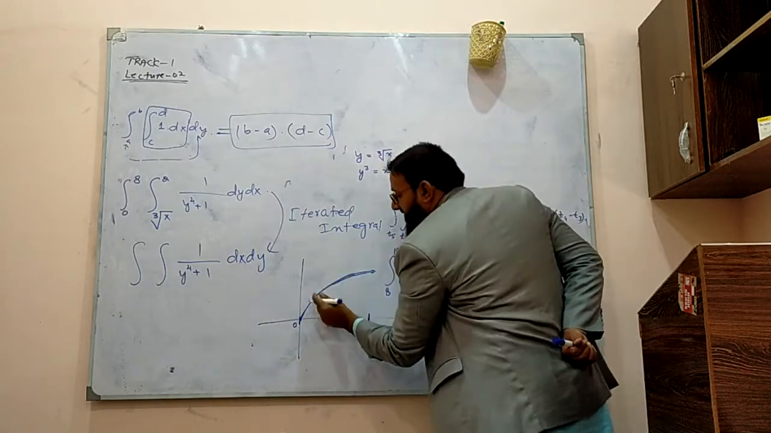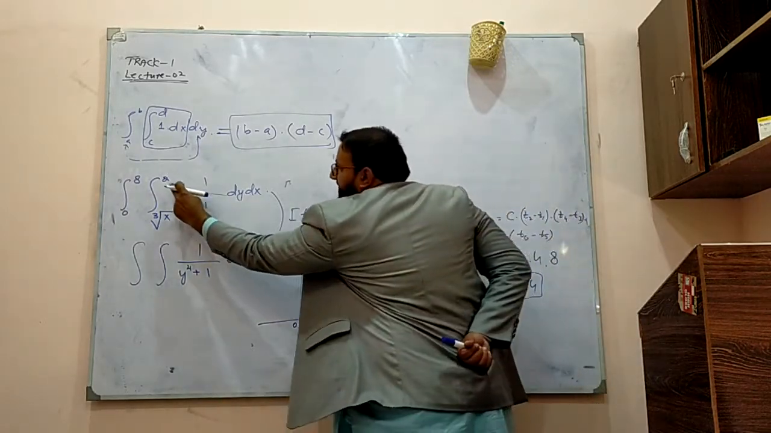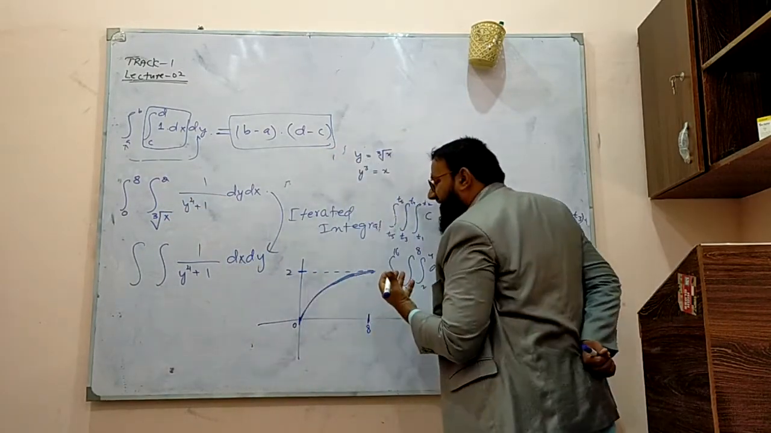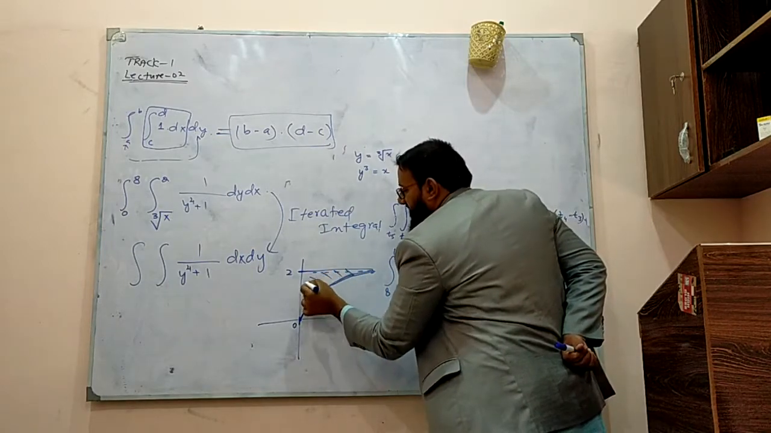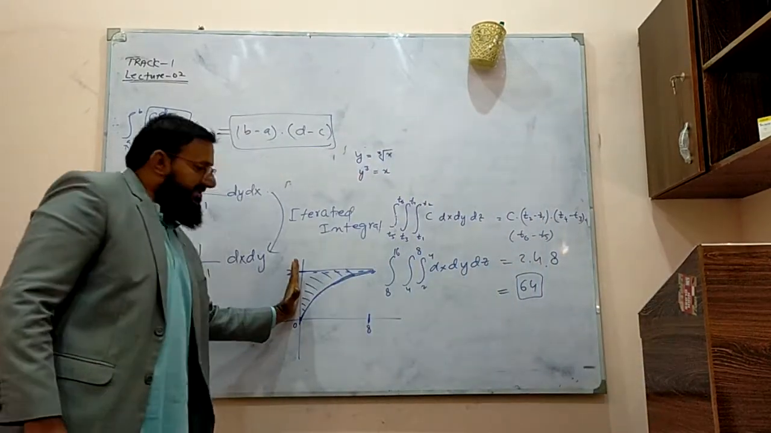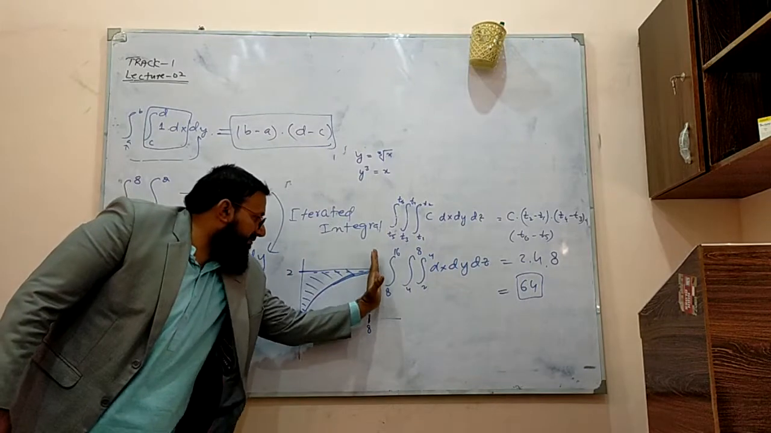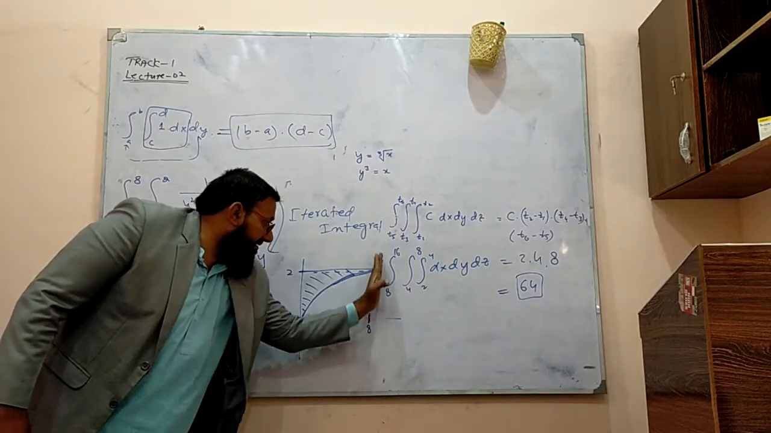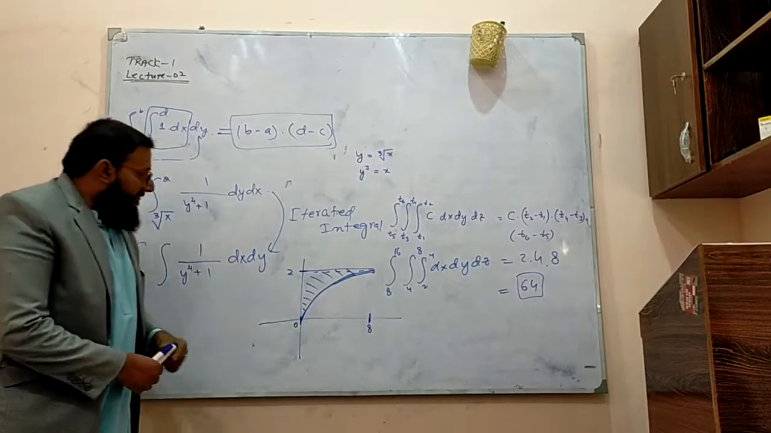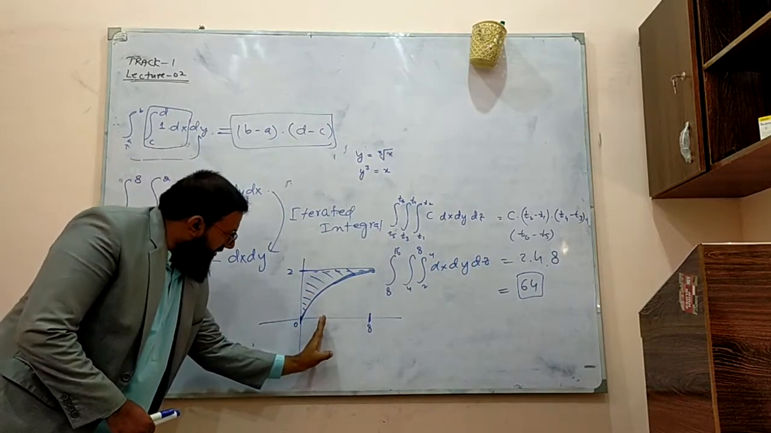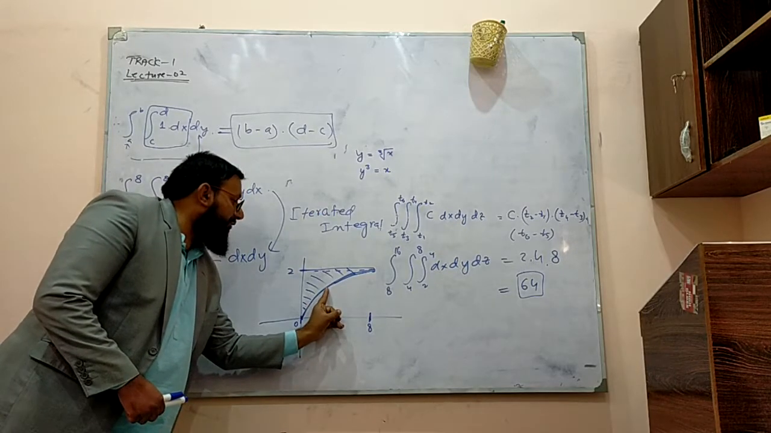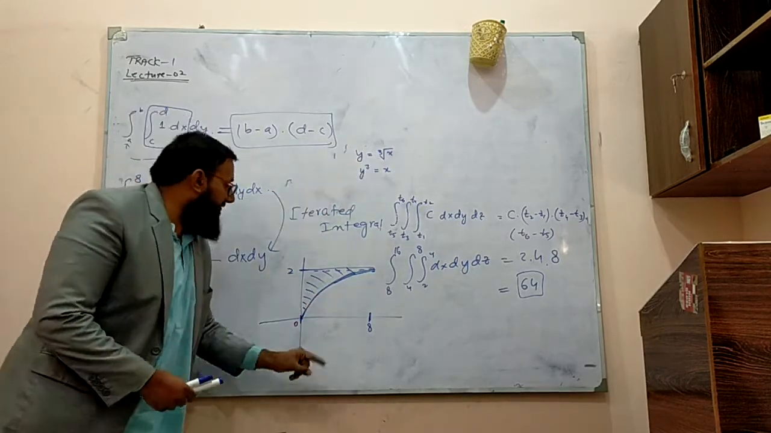So the value of y starts from this and it ends where? 2. The maximum value is 2. So what is the region? The region of interest is this one. In this region, what is the minimum value of x? 0. What is the maximum value of x? 8. x starts from 0 to 8. And y runs from 0 to 2. When you go in the direction of y, you always go vertically. y starts from the cube root of x, and it goes to 2.